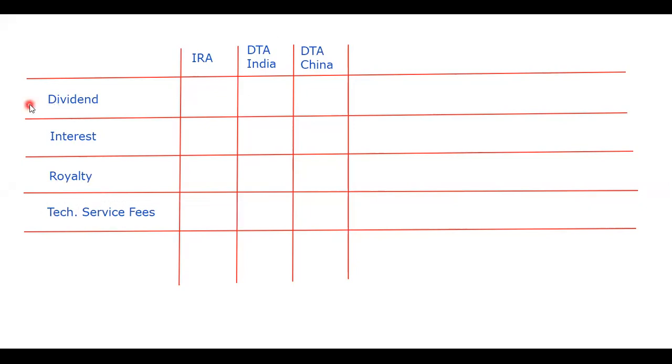Whatever the passive sources are: dividend, interest, royalty. Technical service is not passive, but the treaty provides a separate article for it. The treaty says this can be dealt with separately in the case of India and Vietnam. So if you can help me out, what are the applicable rates from the IRA perspective? What are the rates as per the Inland Revenue Act?